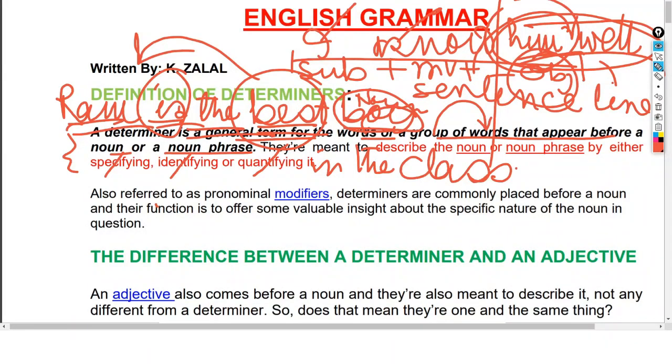Is it clear, my dear children? Then let us move to the next. It is also referred to as modifiers. Determiners are commonly placed before a noun, and their function is to offer some valuable insight about the specific nature of the noun in question.